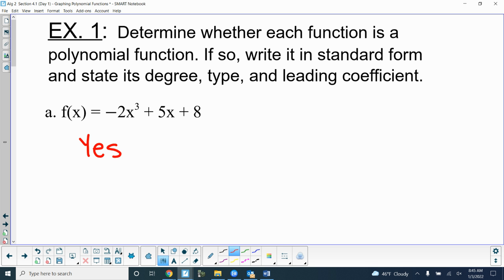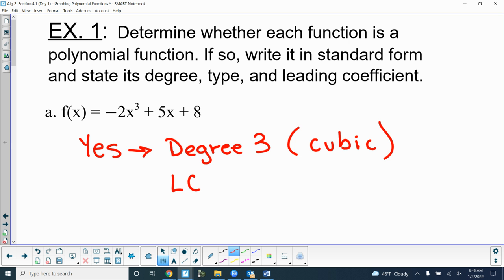State its degree. So what's the degree of it? What's the highest exponent? Or the first exponent? 3. Yeah. So it has a degree of 3. All right. If it's got a degree of 3, what do we call it? Cubic. And what's the leading coefficient? What's the first number in front? -2.